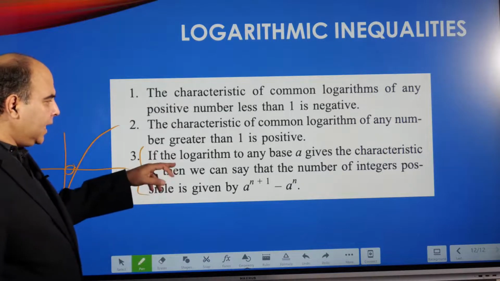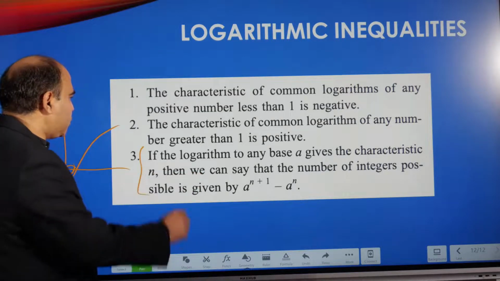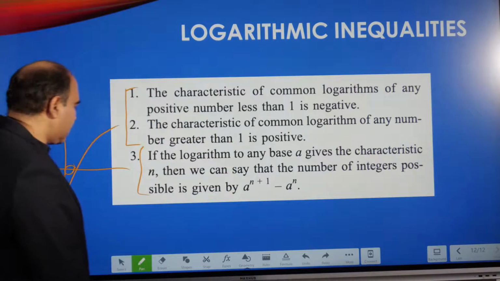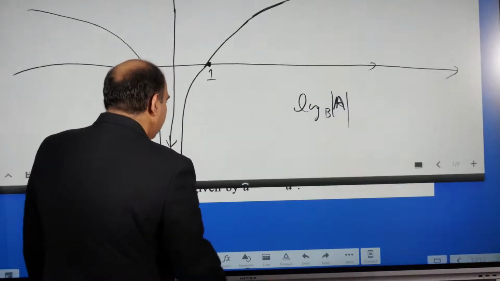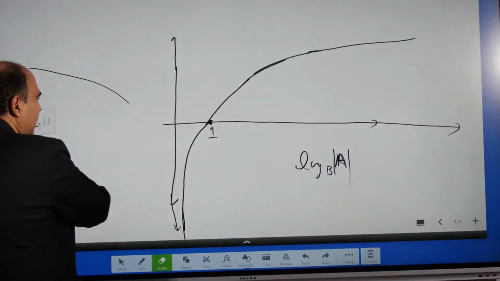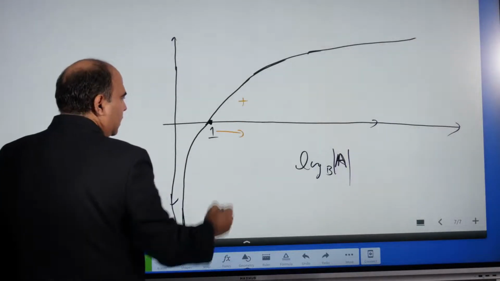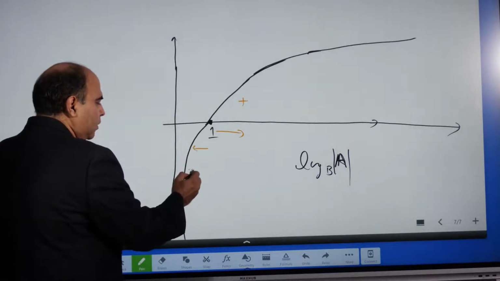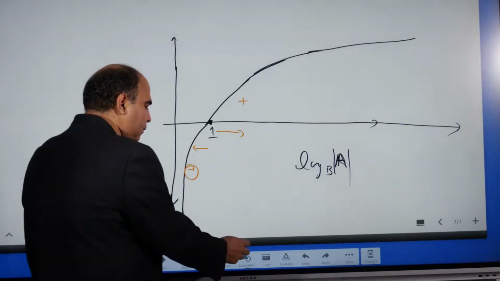If the logarithm to any base A gives the characteristic n, then we can say... I mean, first 2 points here, we'll come back to the third one. The first 2 points are basically talking about the same thing as I just mentioned through the graph. If you are looking at a graph of a log curve, the standard graph, when the argument is more than 1, then the value of the log becomes positive. If the argument is less than 1, the value of the log becomes negative. At 1, the value of the log is 0, right? So that is what the first 2 points are saying.